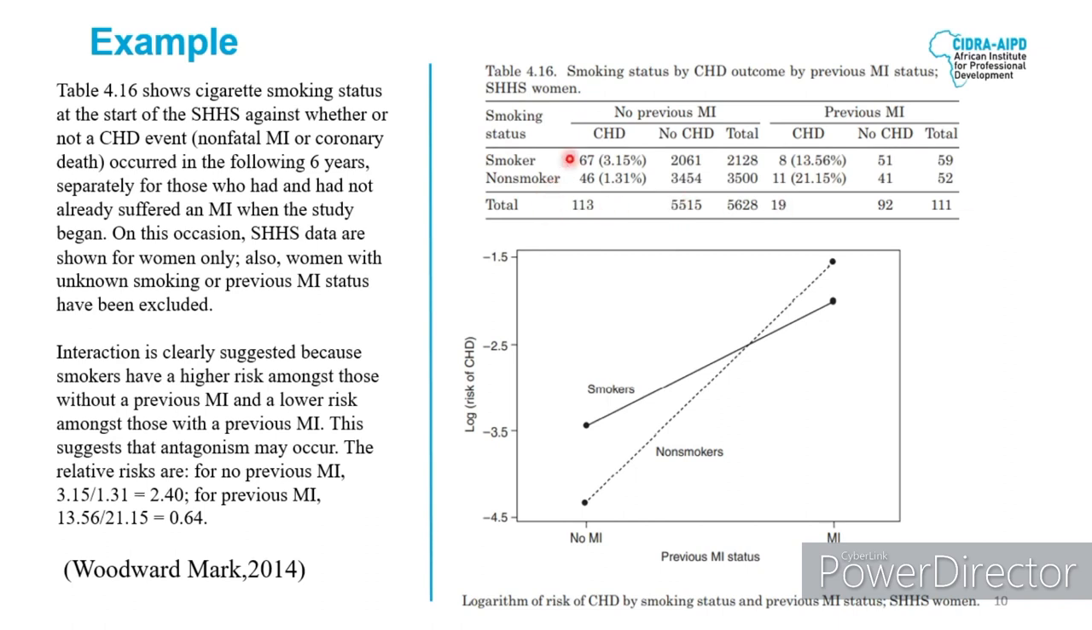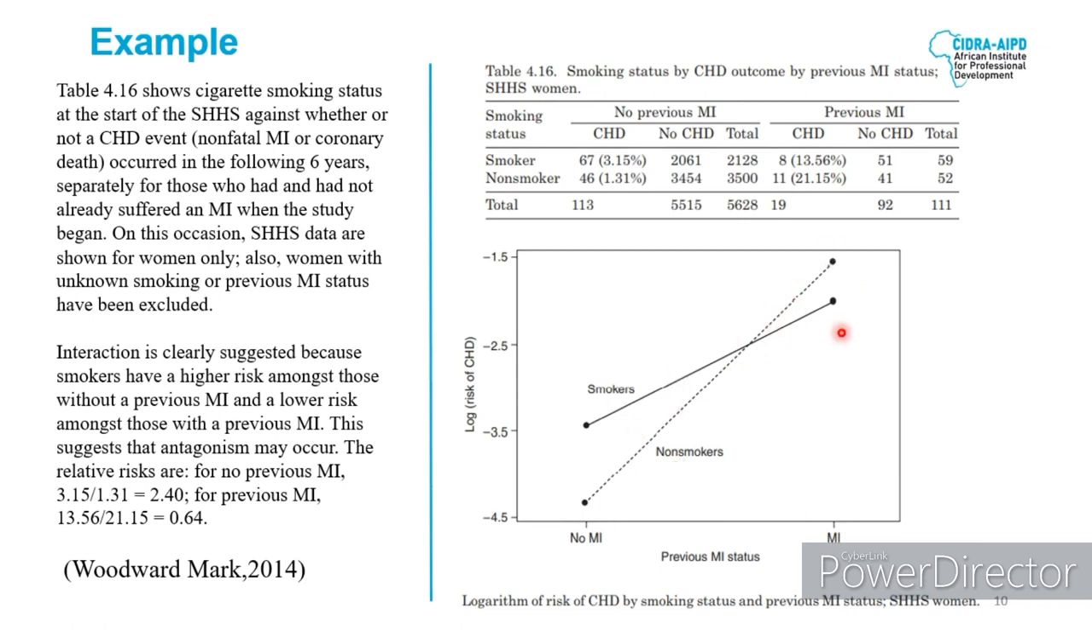We can see here, this is for no previous MI, for previous MI, presence of CHD, no CHD, and smoking status is smoker and non-smoker. Here we can see the logarithm of risk of CHD by smoking status and previous MI status for SHHS women. So from this table, we can find out that interaction is clearly suggested because smokers have a higher risk among those without a previous MI and a lower risk amongst those with a previous MI. This suggests that antagonism may occur. So here from this diagram also, we can see that antagonism is occurring.